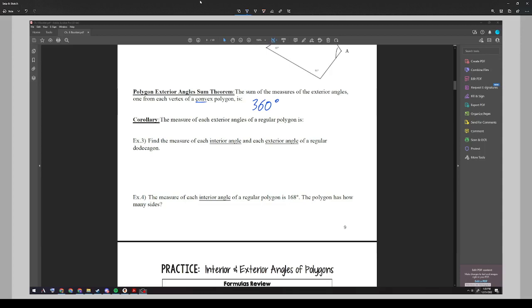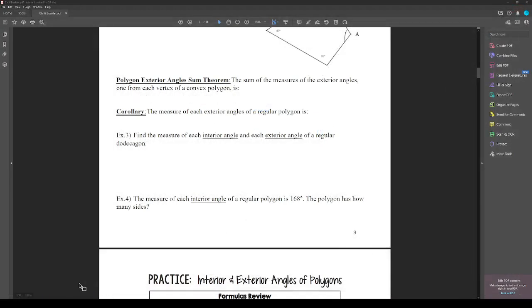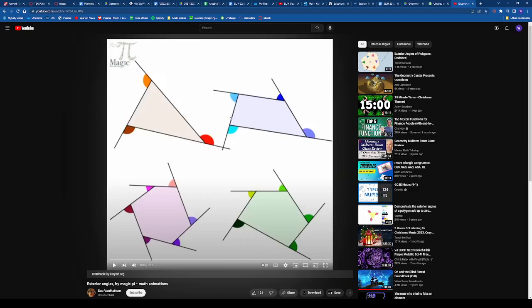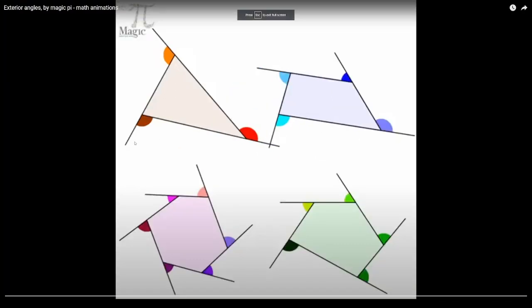So the measure of each exterior angle of a regular polygon, so we're taking our total of 360 and dividing it by the number of angles, because the number of exterior angles is equal to the number of interior angles. So just 360 degrees over n. So before we do these 2 examples, I want to show you one of my favorite videos. So this is a visual demo.